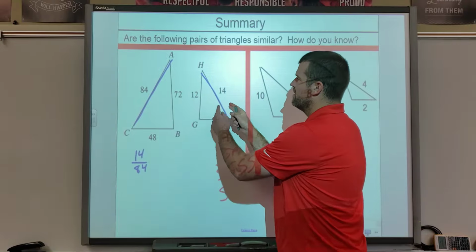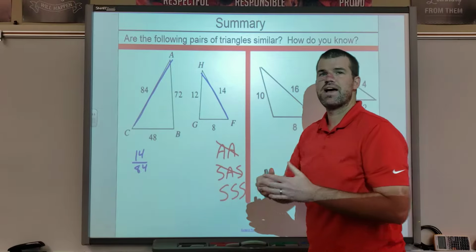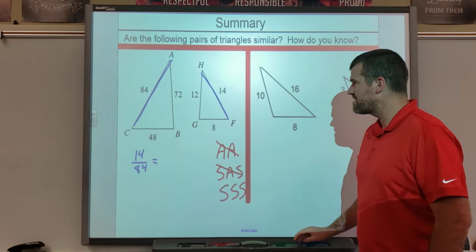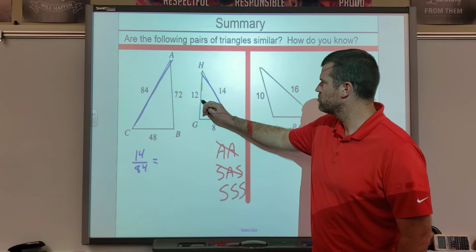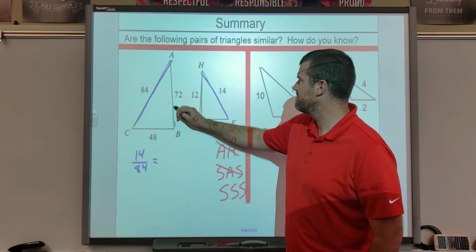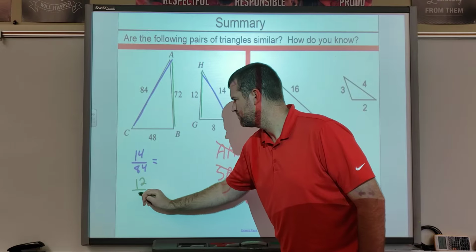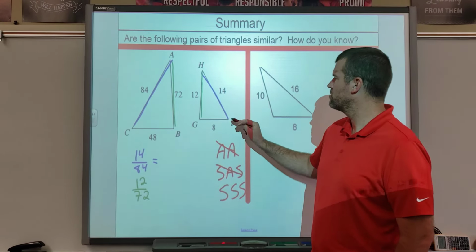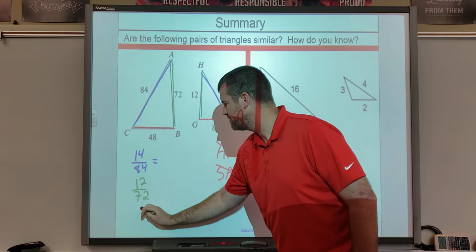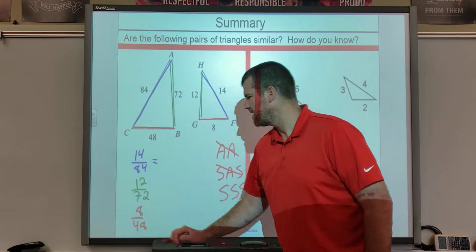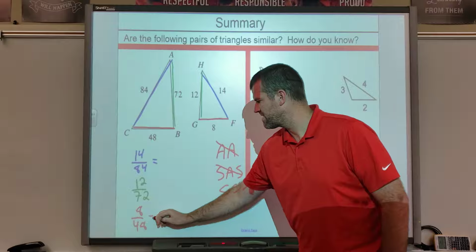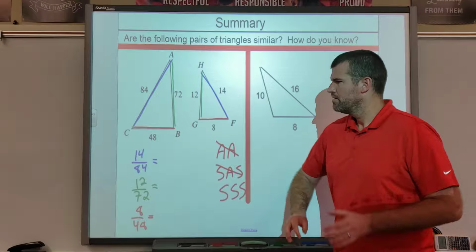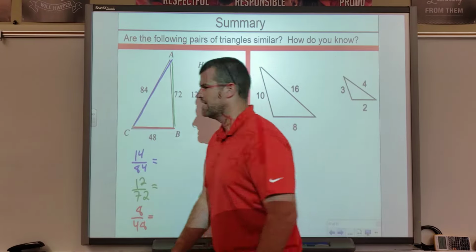And notice it wasn't right side, right? I had to match up the longest side with the longest side. And then I'm going to do the same thing with the medium sides. So 12 and 72. And then I'm going to do the same thing with the shortest sides, 8 over 48. And I'm going to divide those to see if I get the same scale factor for each one. But on a side note, actually I'll do the side note in a second.